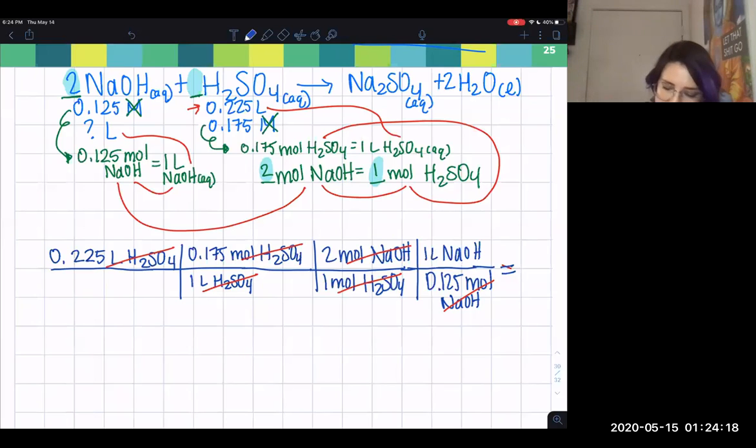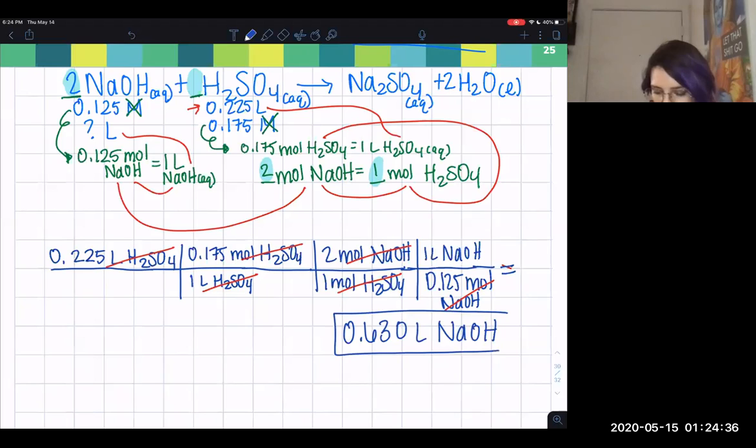A lot of times you won't be given your volume in liters, you'll be given milliliters. You just do a quick conversion and turn those milliliters into liters before you start. What'd you get? 0.630 liters of sodium hydroxide. I'm doing this on my iPhone calculator, so if I'm wrong, definitely tell me. So it's not the most reliable. Cool.